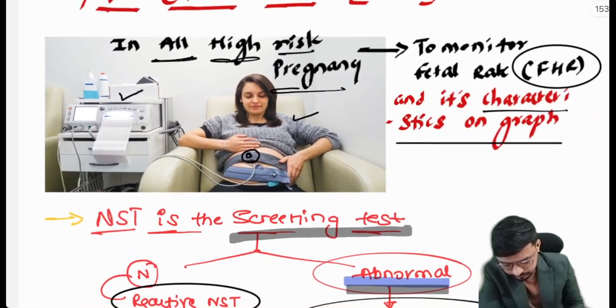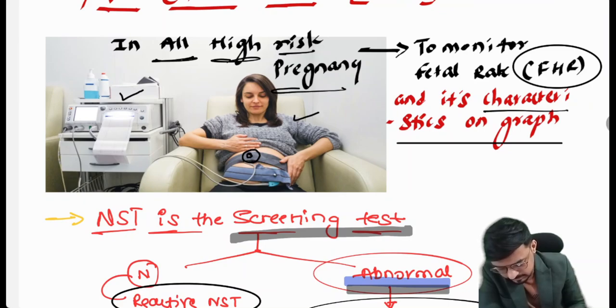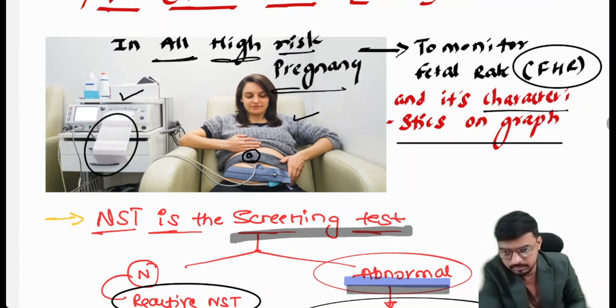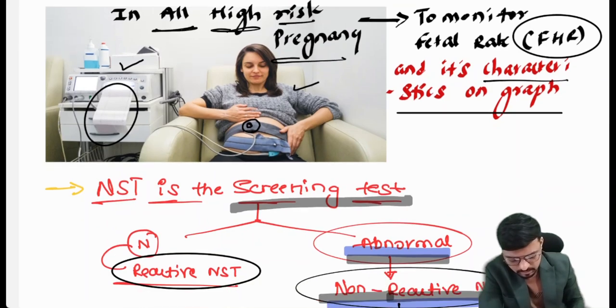So look at this one. This is the NST machine. From the machine this paper is coming as a graph. This is how the actual process goes on.